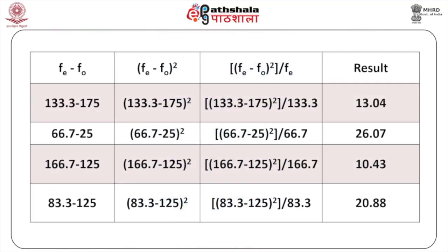For each cell above, we have the following table. To calculate the value of chi-square, add up the result for each cell. The total comes out to be 70.42.